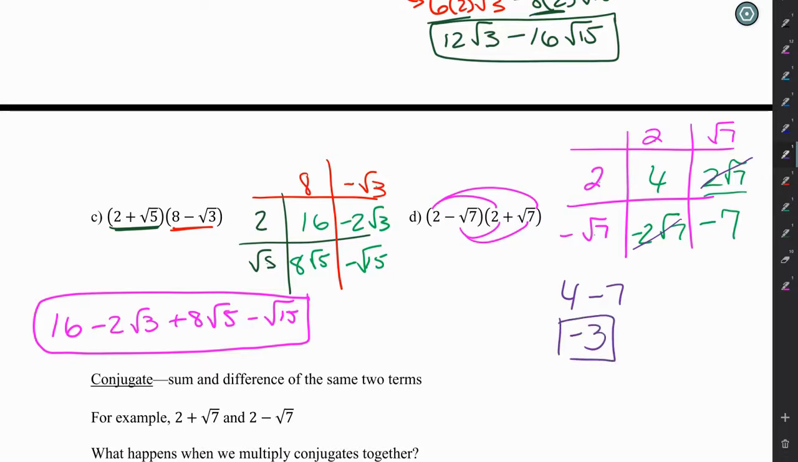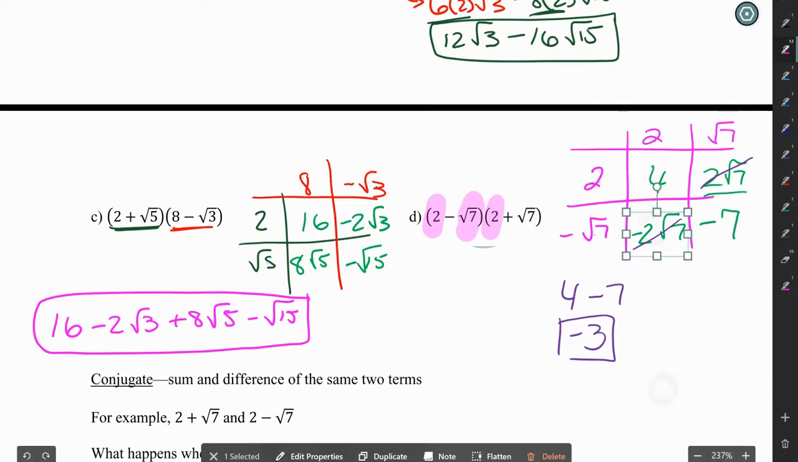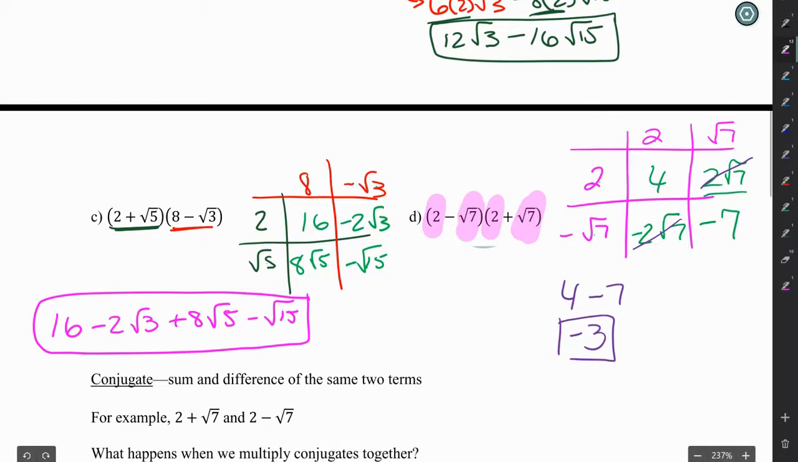Did anybody notice that these are conjugates? Remember, we've talked about conjugates before. Conjugates happen when we have the identical terms, so they're both 2's, and then they're both root 7's, but the sign in the middle is different. So this one's negative and this one's positive. The shortcut for conjugates is just first times first, so 4, and then last times last, minus 7, which is negative 3. So if you recognize that those were conjugates, you could do that shortcut.